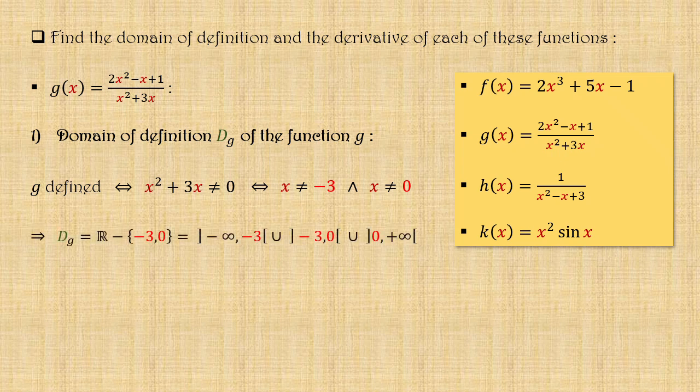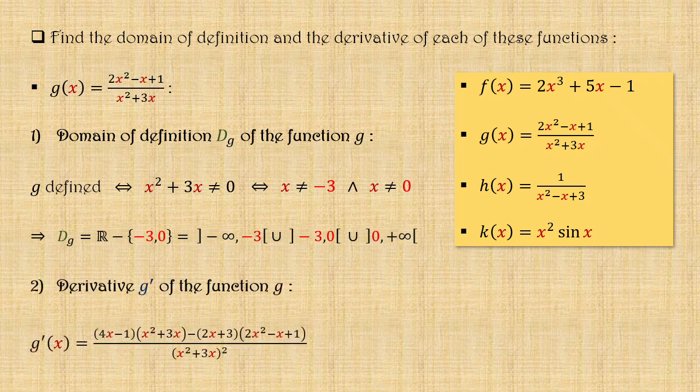Therefore, the domain of definition of the function g equals the set of the real numbers R except the numbers -3 and 0, which can also be written as the union of the open intervals negative infinity to -3, and -3 to 0, and 0 to positive infinity.